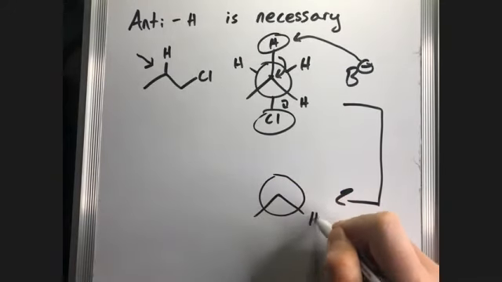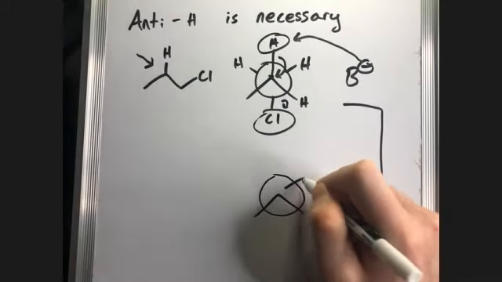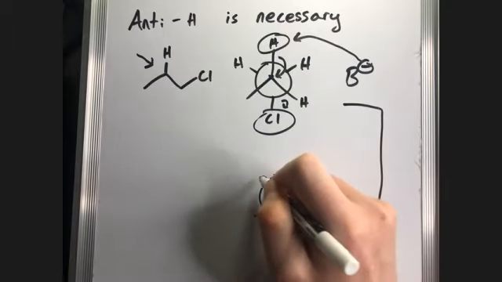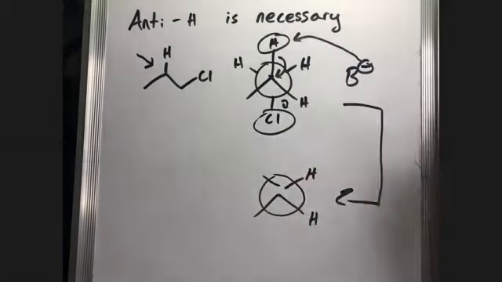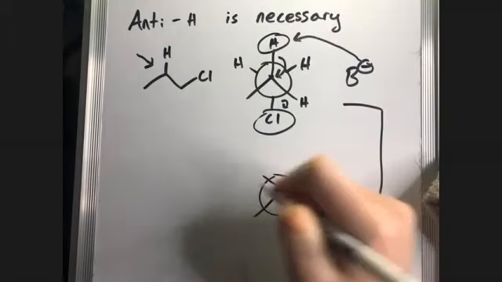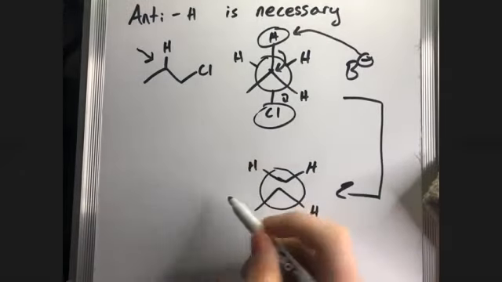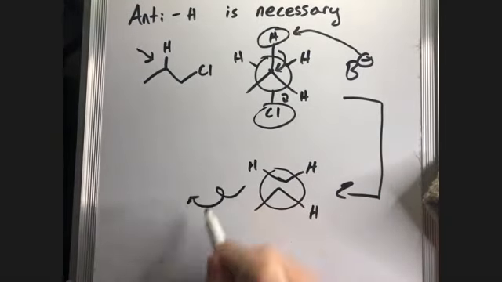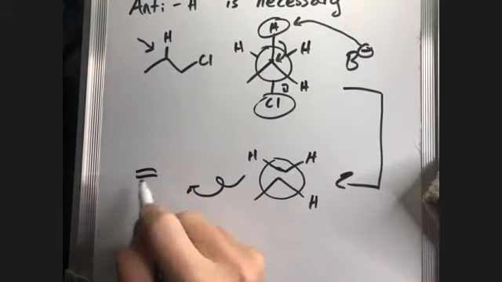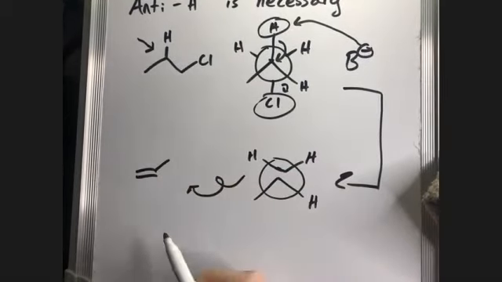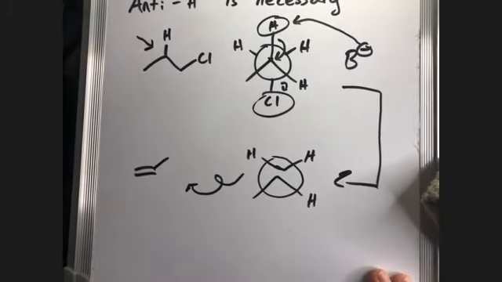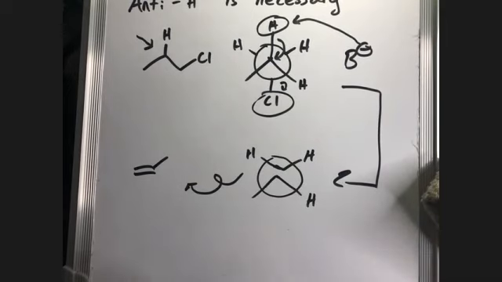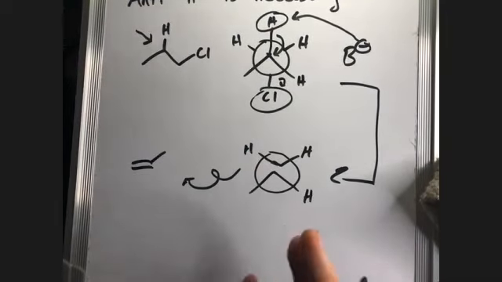That's confusing, so I'll redraw it, but this is how it looks in a Newman. Oops, those should connect like that. And then if you were to redraw this like a normal structure, it would be this, and the hydrogens are now implied. So you have to have that anti-position.